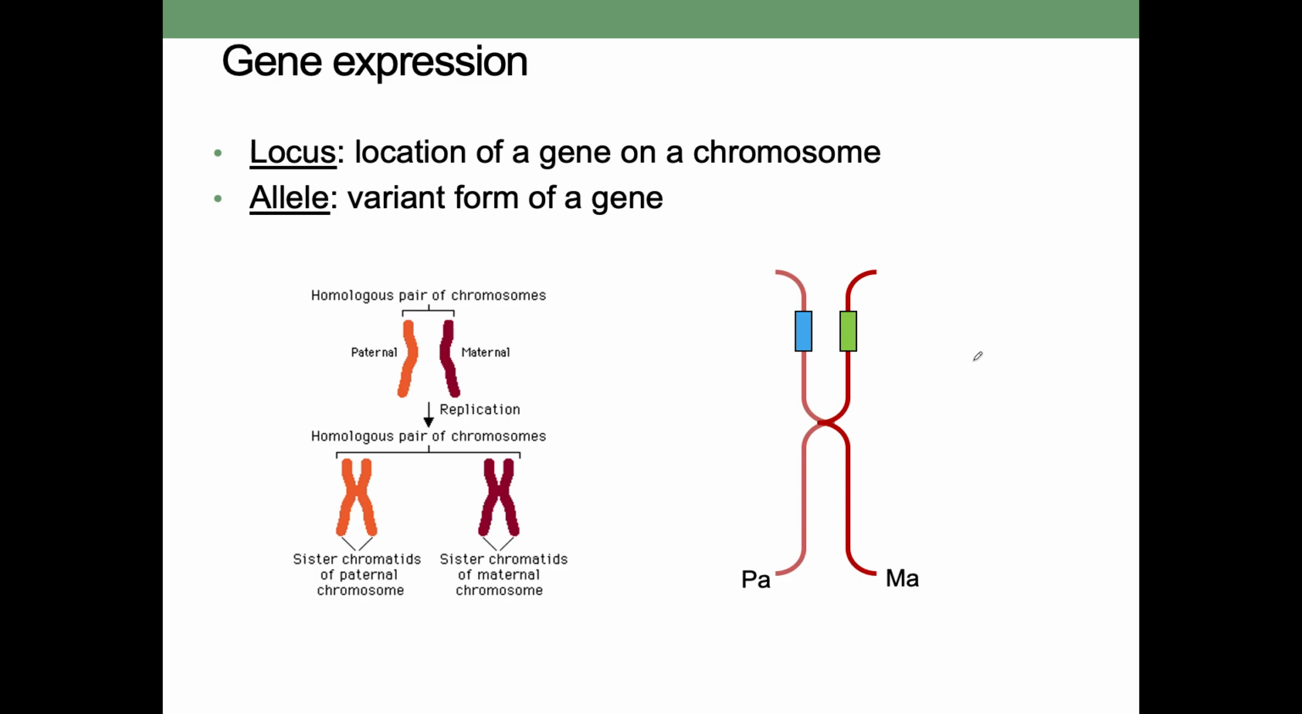If by chance that individual inherited two recessive copies, two recessive alleles, which in this case would be the short allele, on both of those chromosomes, then that individual would have the recessive phenotype.